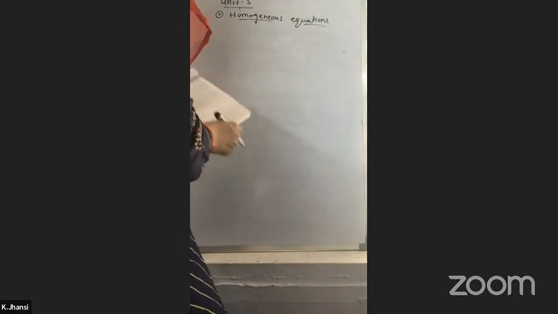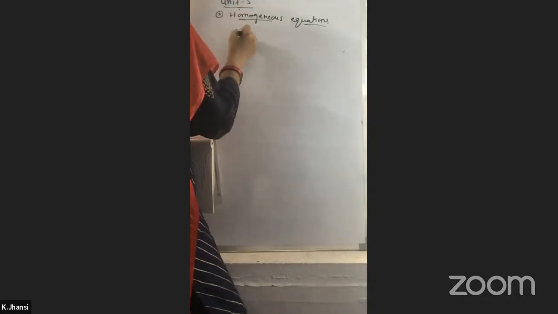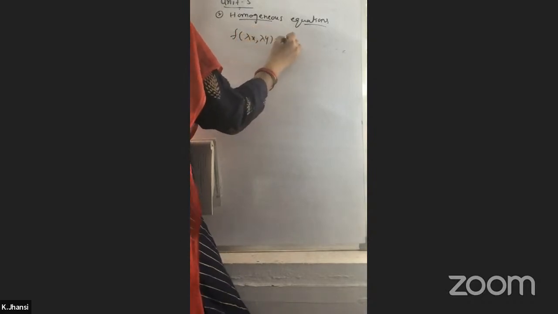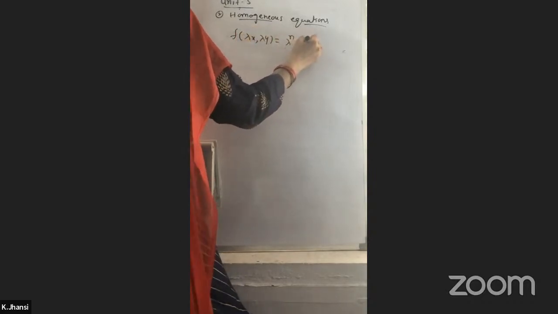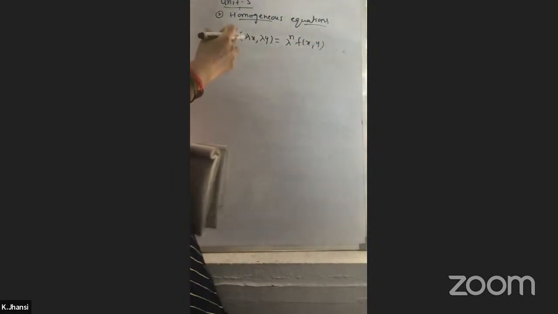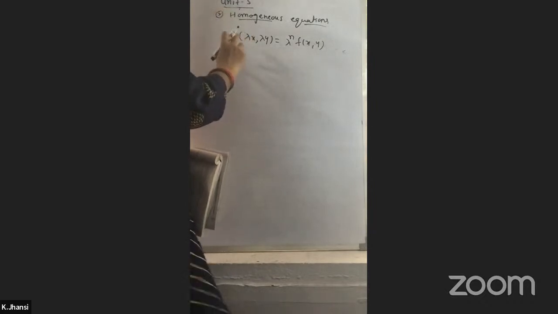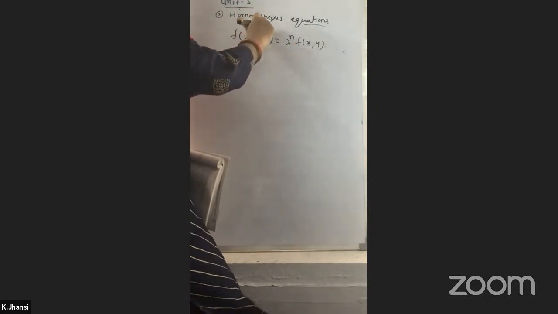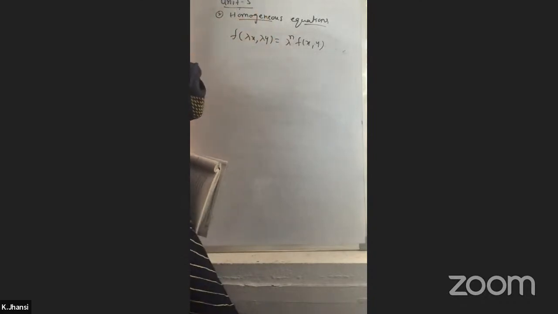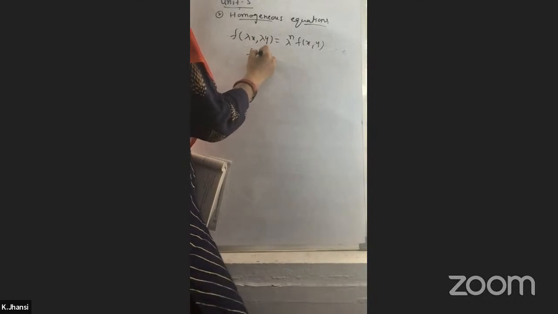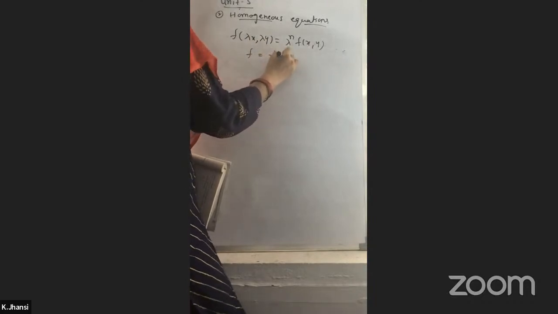So homogeneous function means just whatever the definition is there, you see from the textbook. The concept is that f of λx, λy is equal to λ to the power of n times f of x, y. Then we call it a homogeneous function. And if the same process is applicable for the given differential equation, then it is called a homogeneous differential equation. Suppose f is any function, f of x, y equals x square plus y square.